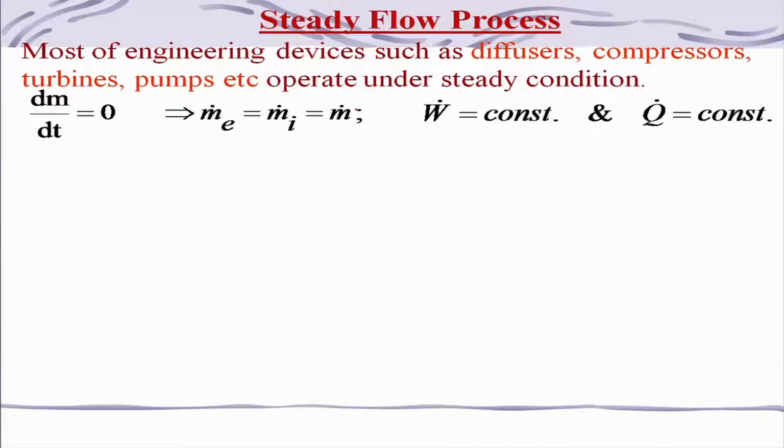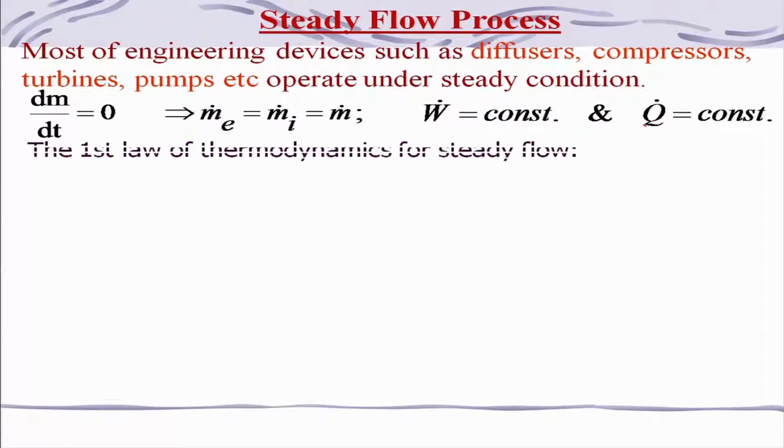And in this problem, particularly the diffuser and the nozzle, we can say there is no work done. But for the compressor and turbine, we cannot say this is zero. And heat interaction, we can say it is constant.